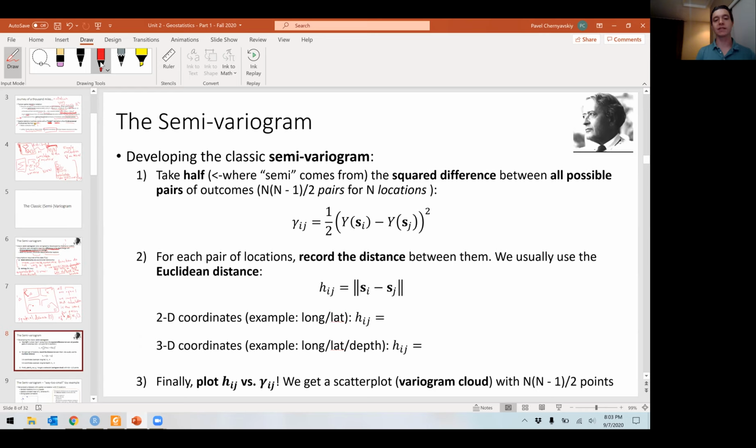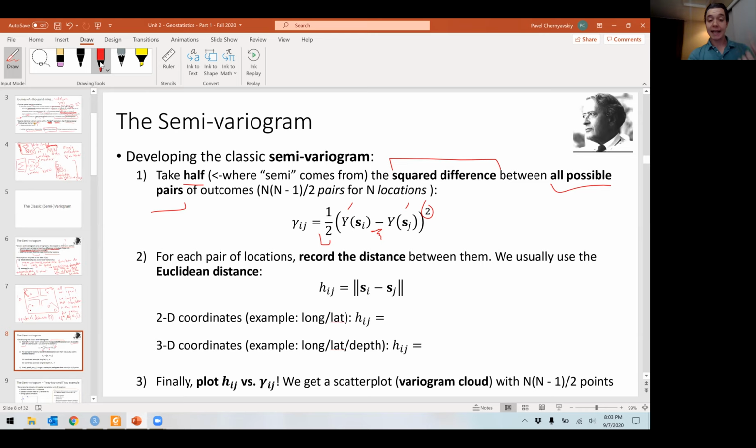Okay, we're building up to the semivariogram. We're trying to see how dissimilarity in the data varies as a function of distance. So the first step is to compute dissimilarity in the data. We're gonna take half the squared differences between all possible pairs of outcomes. This is our outcome variable measured at location i, outcome variable measured at location j.